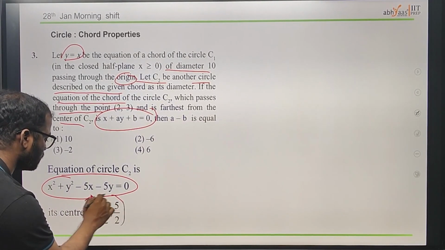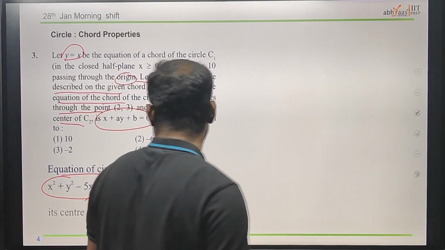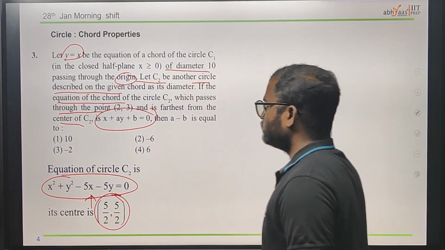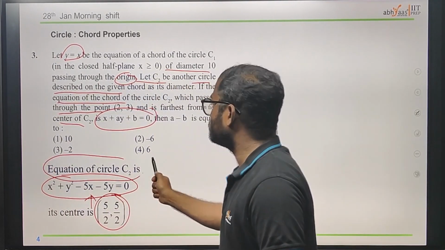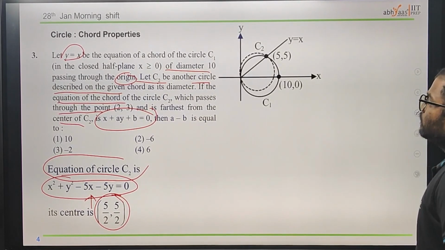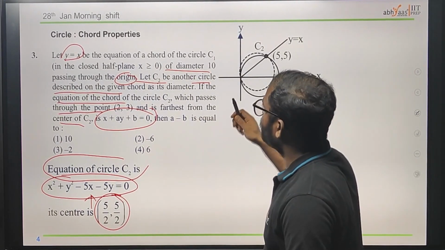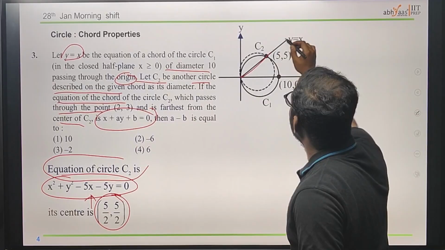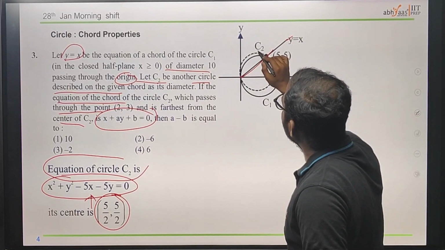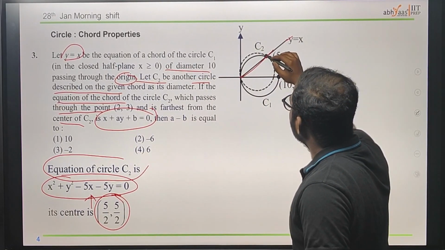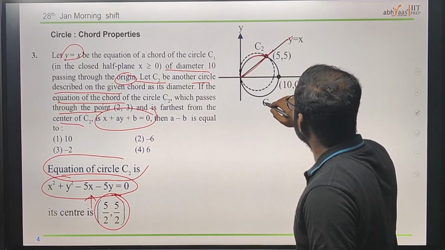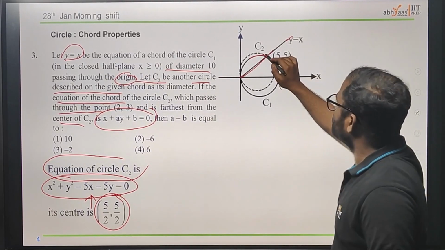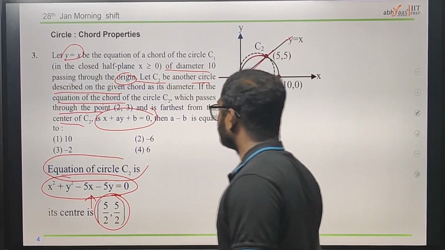From this equation, we can easily see that (5/2, 5/2) is the center of that one. Now just use this equation of circle C2. Next, by using the diagram, you can easily observe that this is the chord y equals x, and this is C2. Like C1, whose radius is 10, this one has radius 5. You can easily understand.